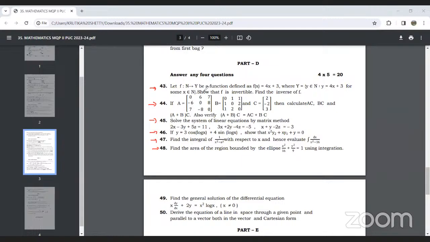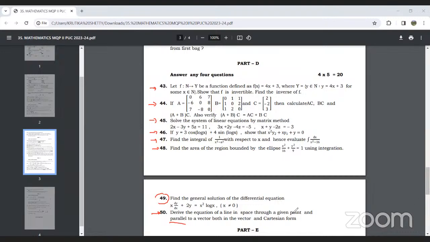Here you need to attempt any four. Out of these, you can see 1, 2, 3, 4, 5, 6, and 7. You can prepare this question also, because this is a derivation, and one derivation is sure. This is the equation of a line through a point and parallel to a given vector, the first derivation in 3D. Also we will discuss the solution for the 49th question from differential equation.